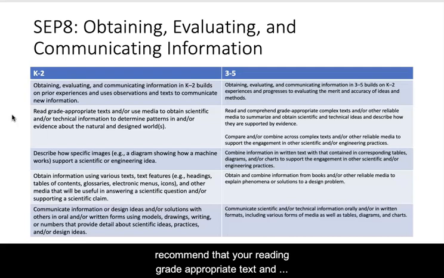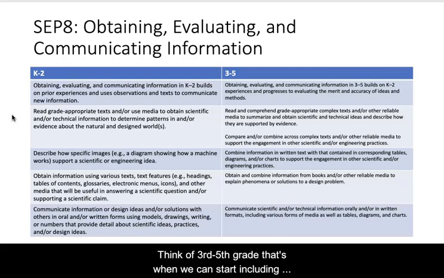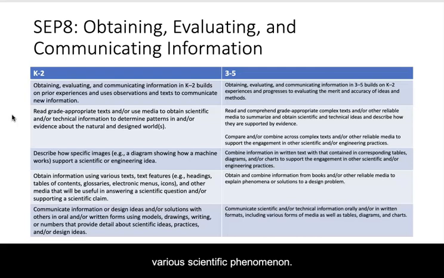I highly recommend that you're reading grade appropriate texts and having them evaluate grade appropriate evidence, but also you could have them draw pictures and explain in their own words the phenomena that they're observing and the conclusions that they're drawing. I think in 3rd through 5th grade, that's when we can start including more scientific writing, if that's writing lab reports or explanations, and having them have to talk like scientists using specific language that they're learning to describe various scientific phenomenon.